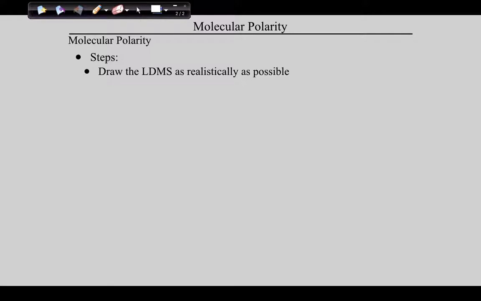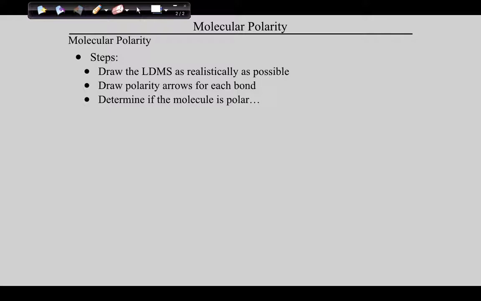And so, guys, again, we covered that idea. If something's bent, draw it bent. If something is linear, draw it linear. If something is trigonal planar, draw it trigonal planar. Now, guys, step number 2 is this. You are going to draw polarity arrows for each one of the bonds. Those are the arrows that I just showed you. The arrow always points towards the more electronegative element because the arrow represents the direction that the electrons are moving.